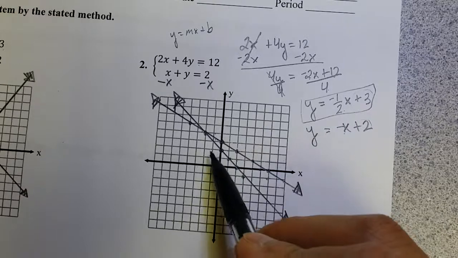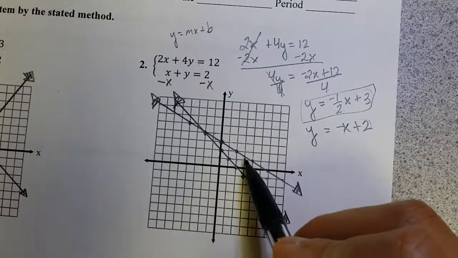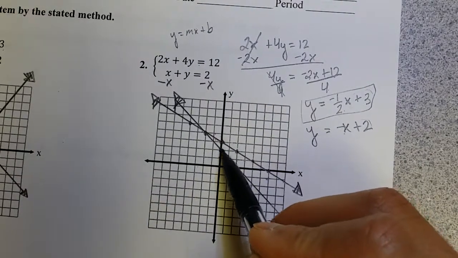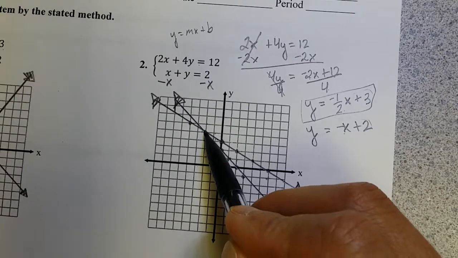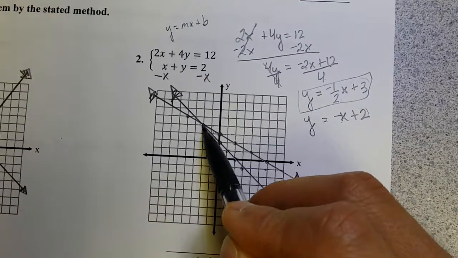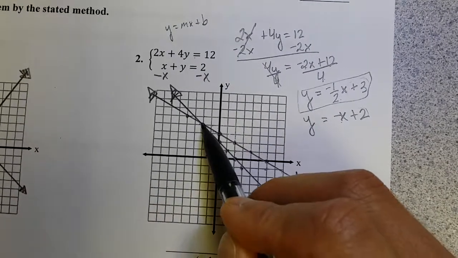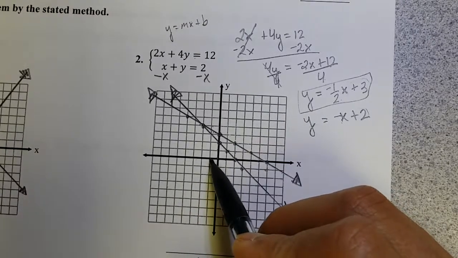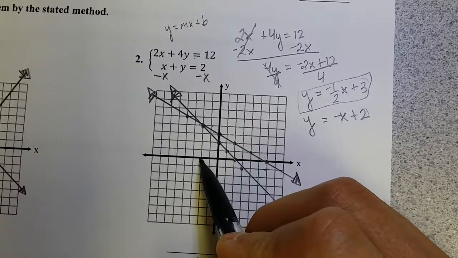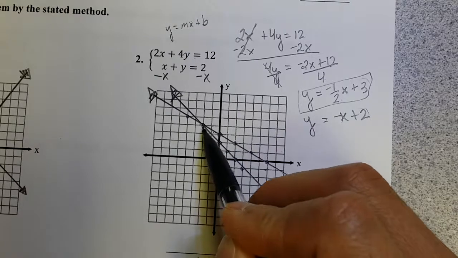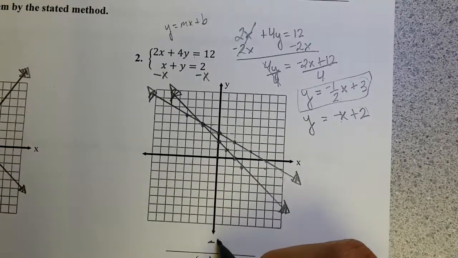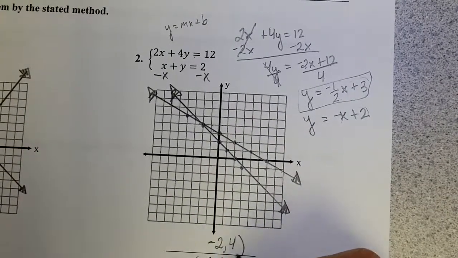So now, where do these two lines intersect? Well, they both intersect right here. So this coordinate really is left 1, 2, so that's negative 2. Up 1, 2, 3, 4. So negative 2, comma 4.